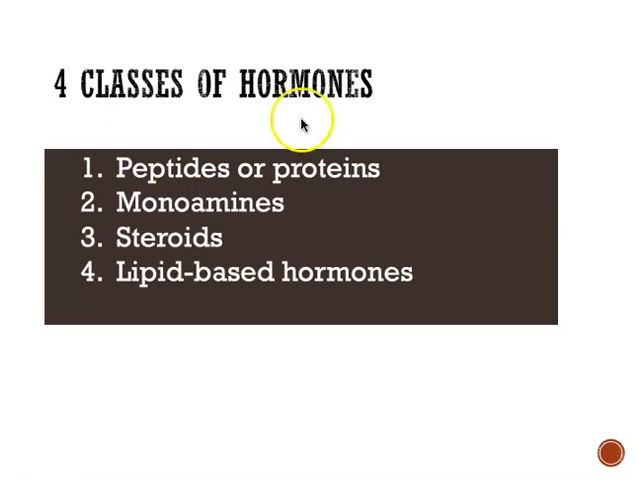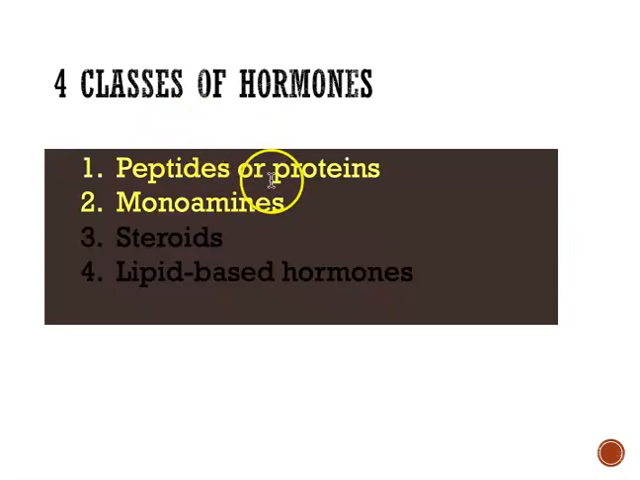All right, so we have 4 different classes of hormones. You can see we have peptides or proteins, monoamines, steroids, and then lipid-based hormones. These first 2, the peptides or proteins and monoamines, are going to function similarly, and really they're very similar to protein-based. So we're going to consider them together and how they function. And then steroids and lipid-based hormones are going to be similar as well in how they function and exert their effects. So we'll talk about those 2 together.